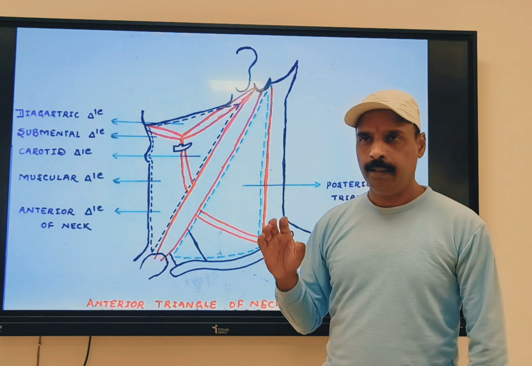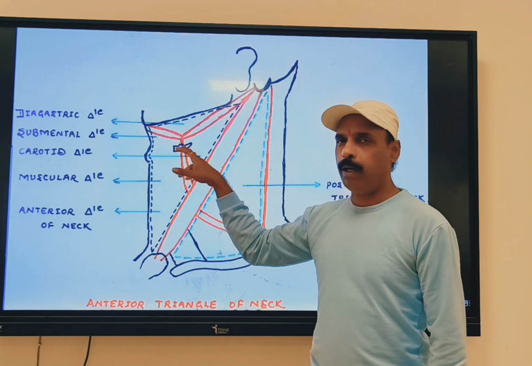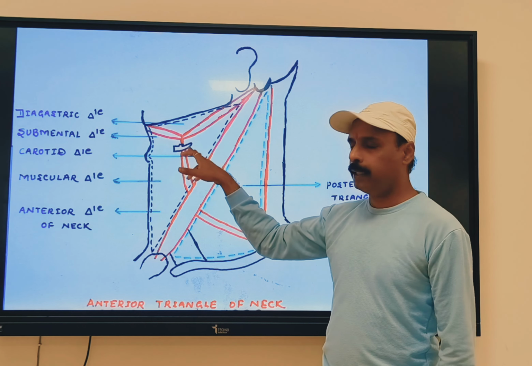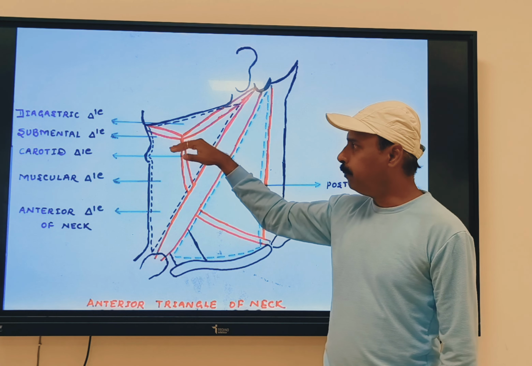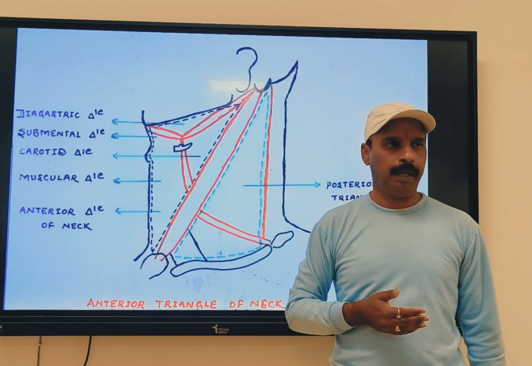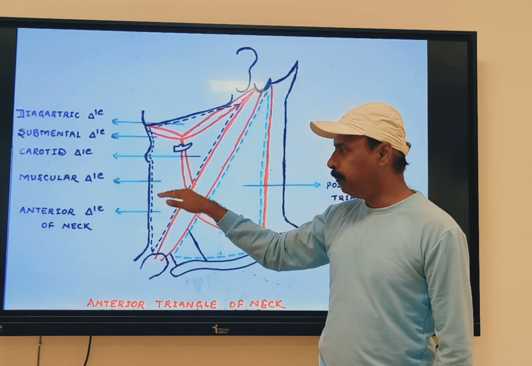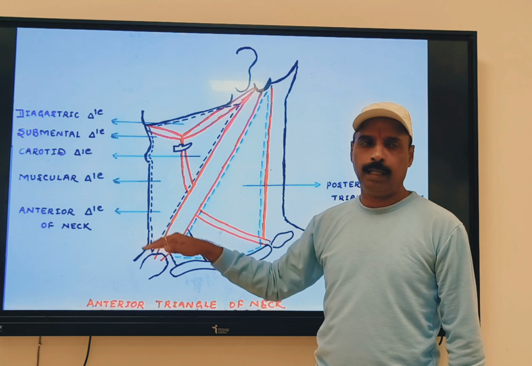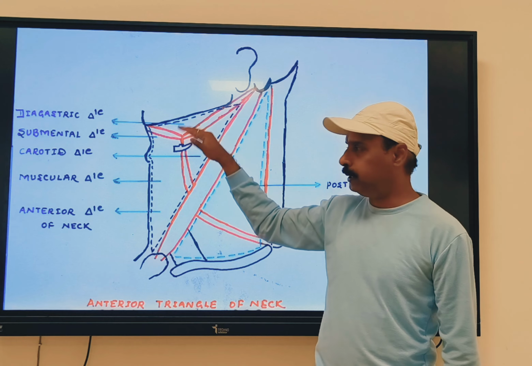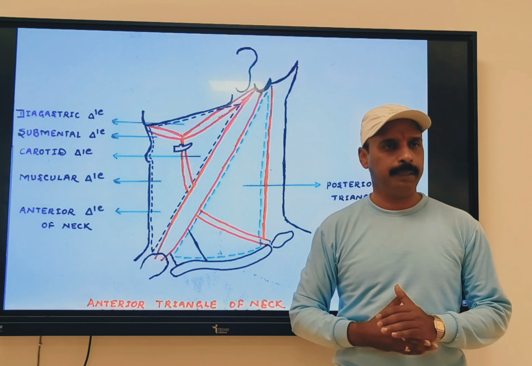You have to remember there are important four. This is the hyoid bone. Here in the diagram you can see, the muscles which are present above the hyoid bone are called the suprahyoid muscles. Muscles attached below the hyoid bone are the infrahyoid muscles. We have four suprahyoid muscles and four infrahyoid muscles.